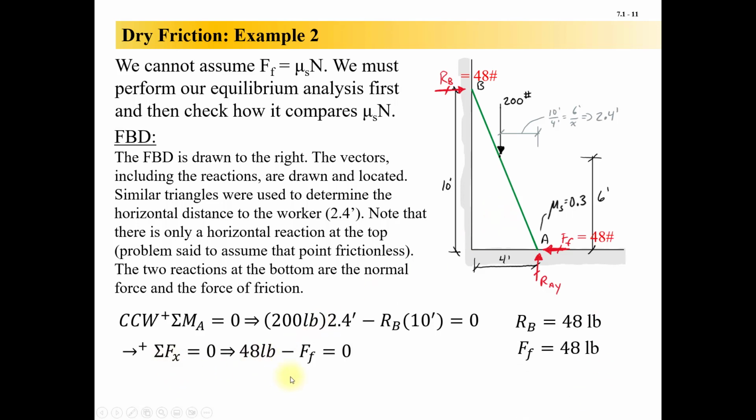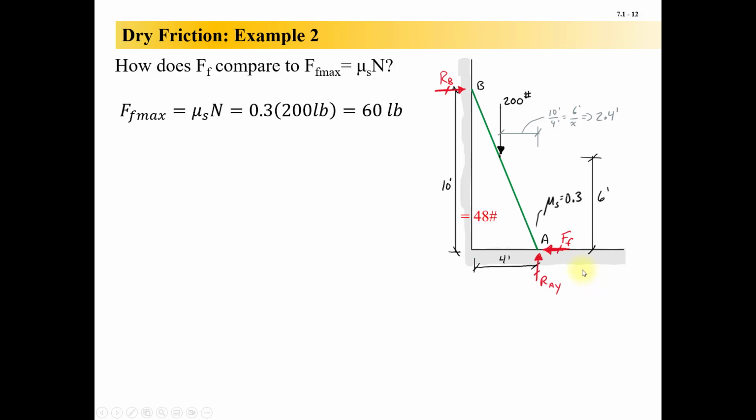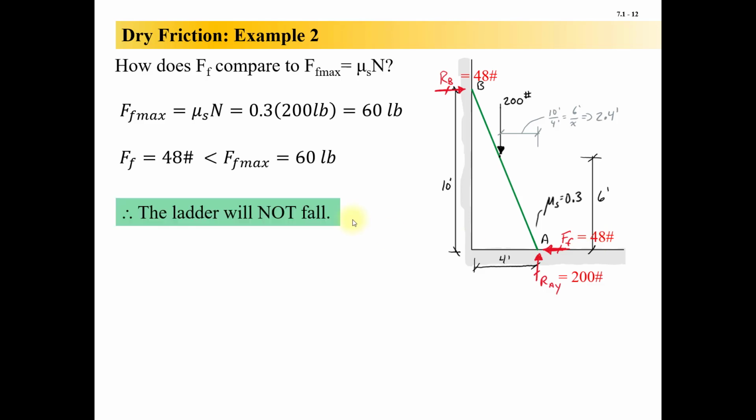So looking at sum of forces in the x, we can see that friction force, as I said, is 48 pounds. The vertical reaction is 200 pounds here. So now we know the normal force. We know mu s. We can calculate that maximum friction force and see if this actual friction force is less than it. So how do we do that? Well, 0.3 times 200 pounds is 60 pounds. That's the maximum friction force that can occur. And we only have 48 pounds, so the ladder will not fall.